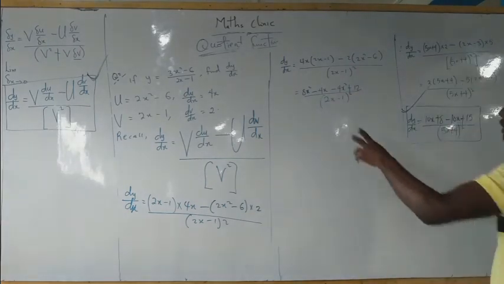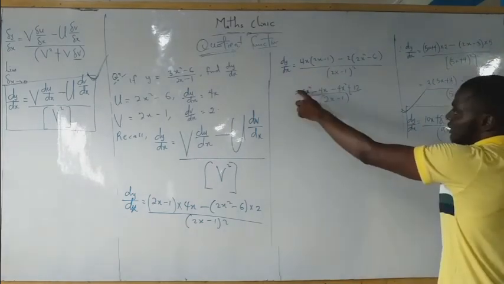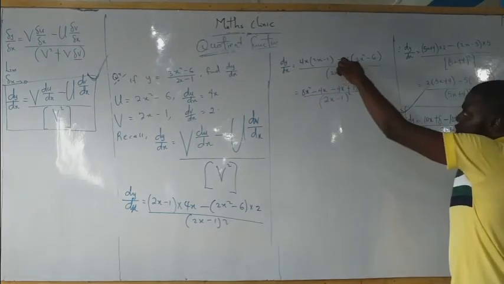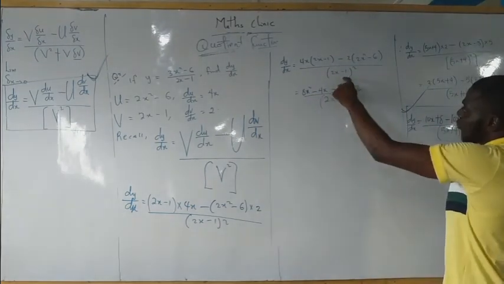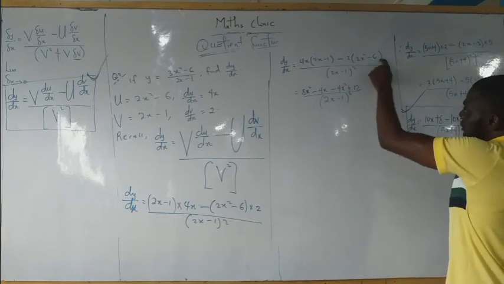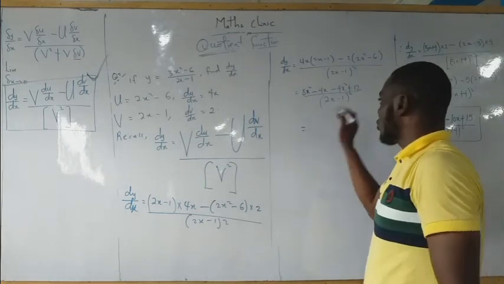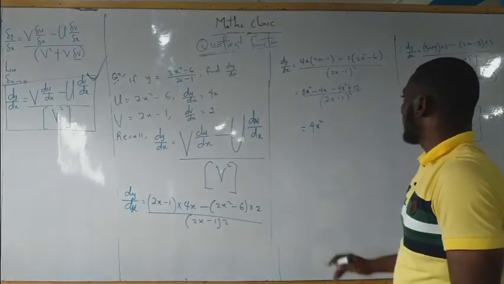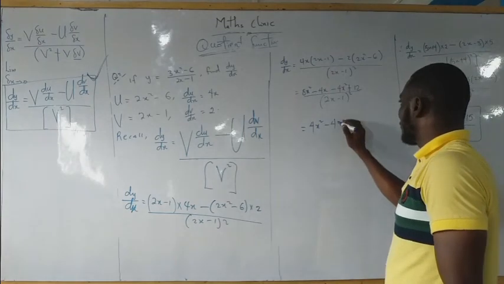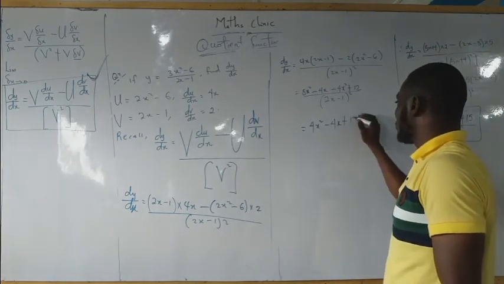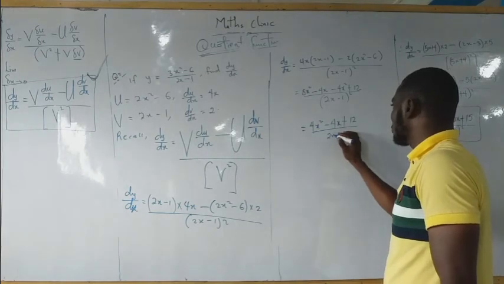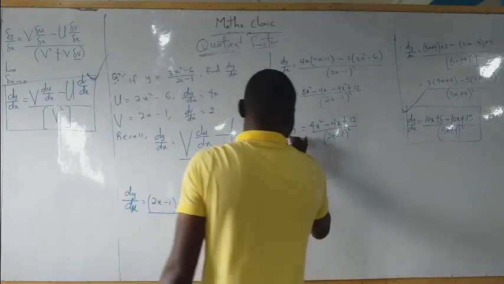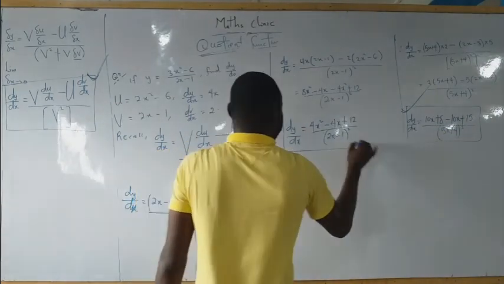Look at this again. 6x times 2x is 12x squared. 6x times minus 1 is minus 6x. Minus 2 times 3x squared is minus 6x squared. Minus times minus is plus, 2 times 6 is 12. So everything equals 12x squared minus 6x squared, that is 6x squared minus 6x plus 12, over 2x minus 1 all to the power of 2. So that gives dy over dx.